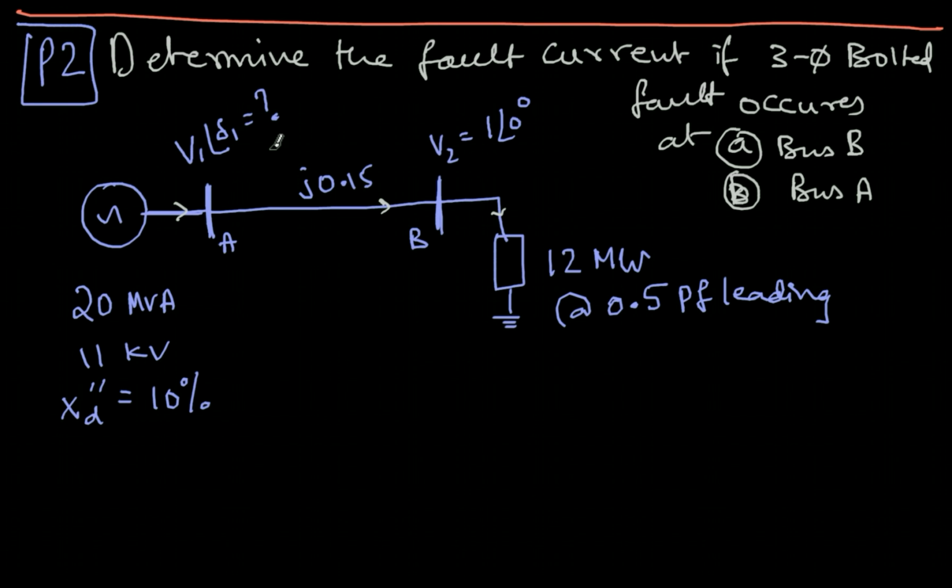Imagine that V1 delta 1 is given and V2 is not given. Then even before you start fault current analysis, you will have to solve the load flow problem first using the Gauss-Seidel method or Newton-Raphson method. Whatever you solve the load flow, find out what is V2, and after that you will start doing the fault analysis. But anyway, our life is made easy because the V2 value is already given here, and it is relatively easier to find the V1 value.